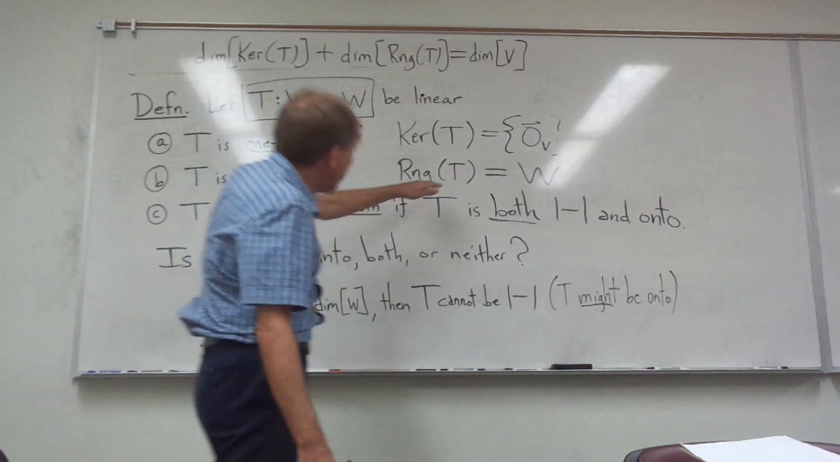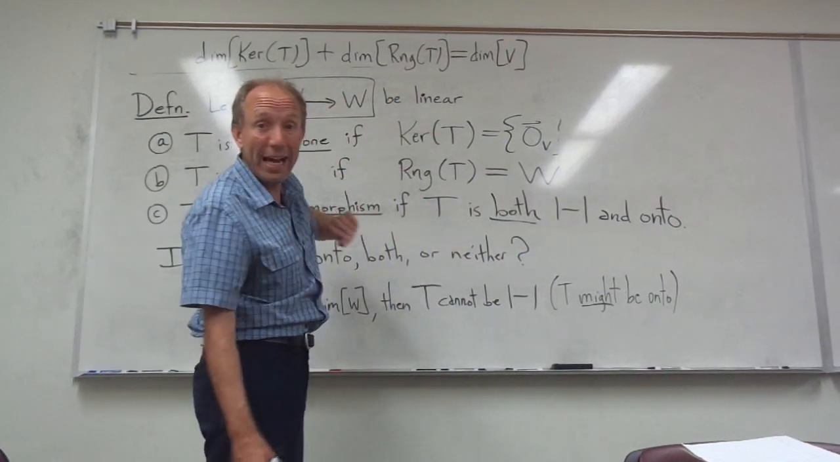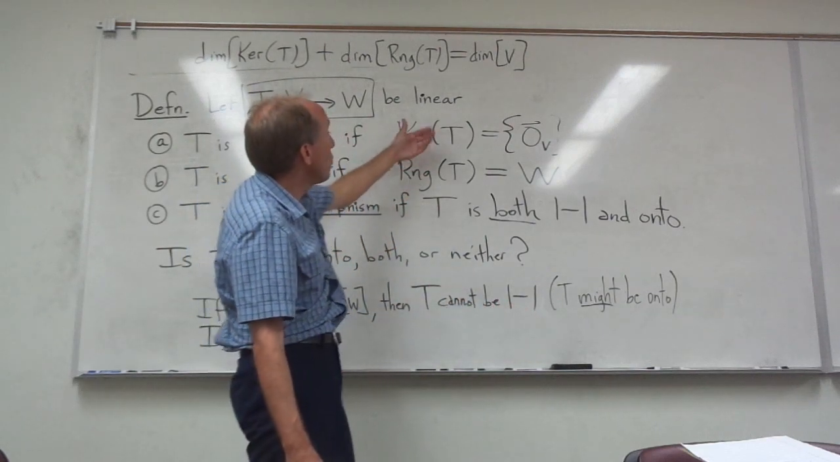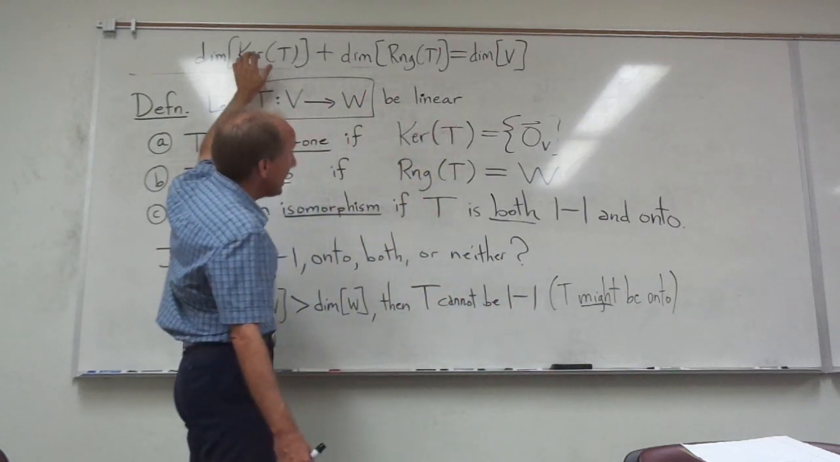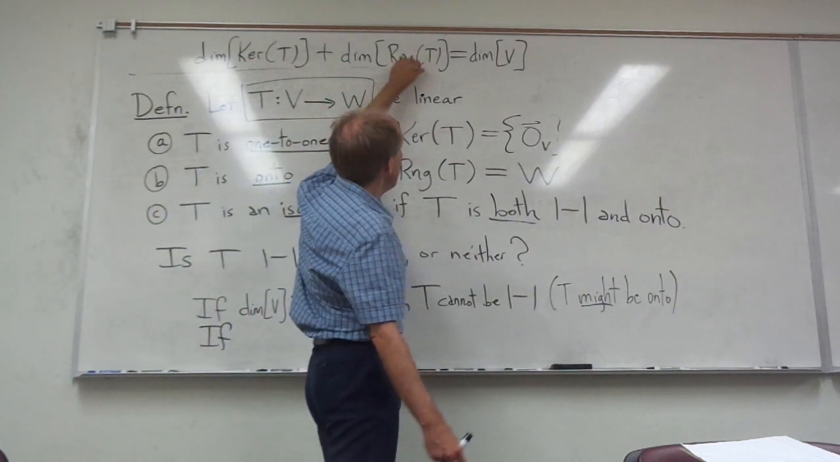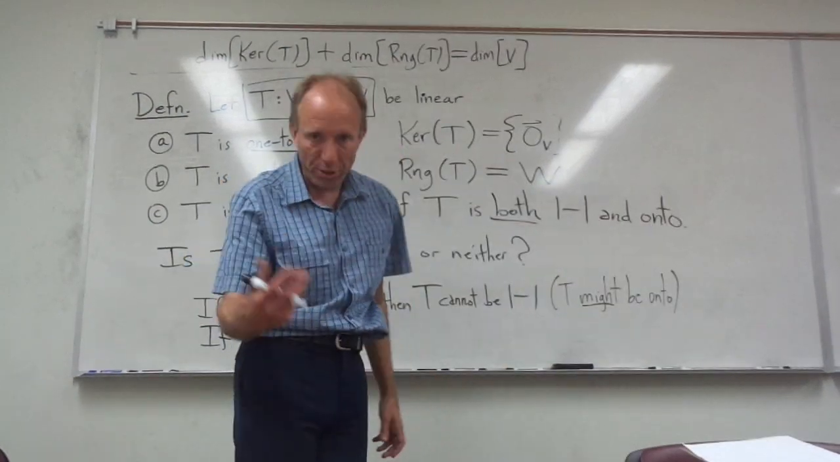And again, you could look at the range by indirectly looking at the kernel instead. We know that the kernel is not trivial, but depending on what the dimension of the kernel actually is, that might tell me what the dimension of the range is, which would then tell me whether or not T is onto.